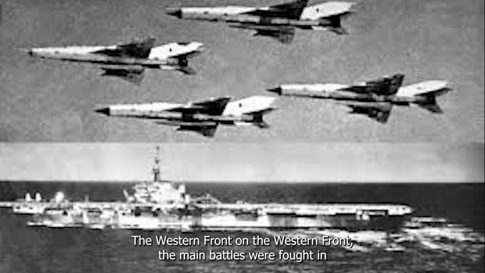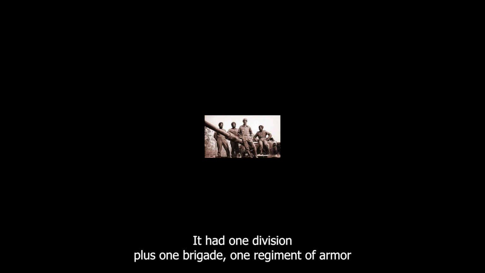The Western Front. On the Western Front, the main battles were fought in Jammu and Kashmir, Poonch, and Rajasthan. On the J&K Front, Pakistan had deployed 2 divisions, each 4 to 5 brigades strong, and about 20,000 paramilitary men. In Rajasthan, it had 1 division plus 1 brigade, 1 regiment of armor, and a few thousand paramilitary men.